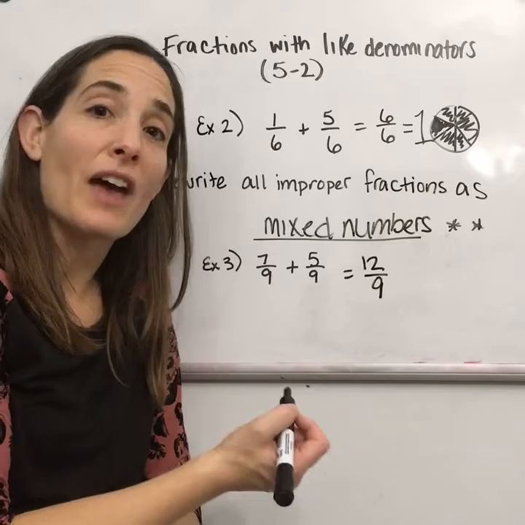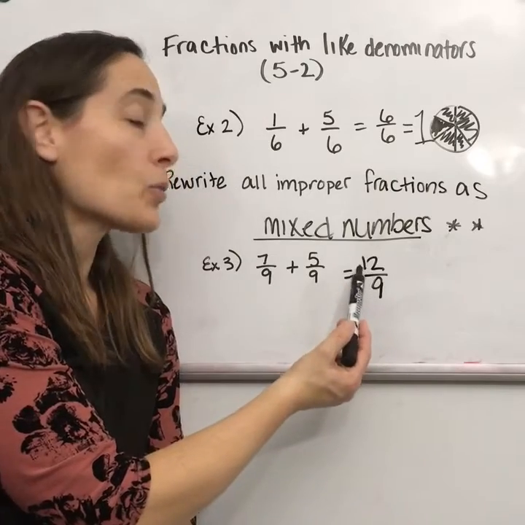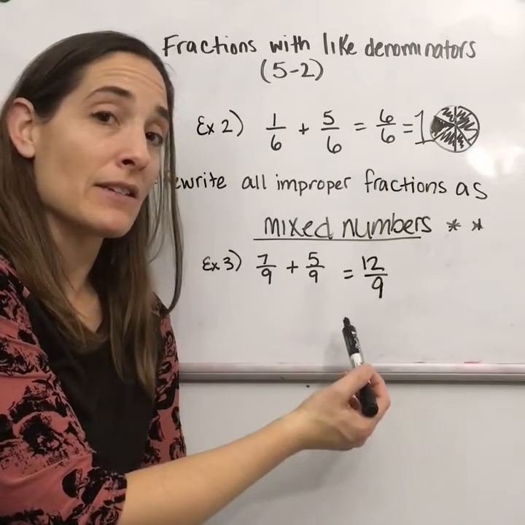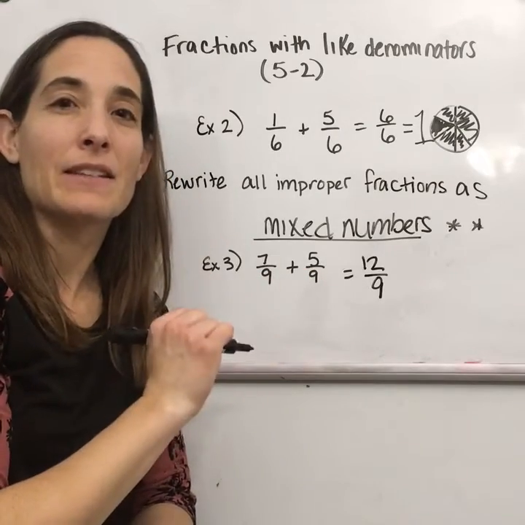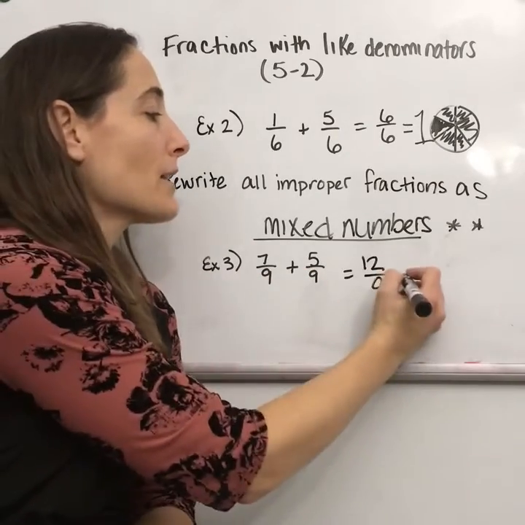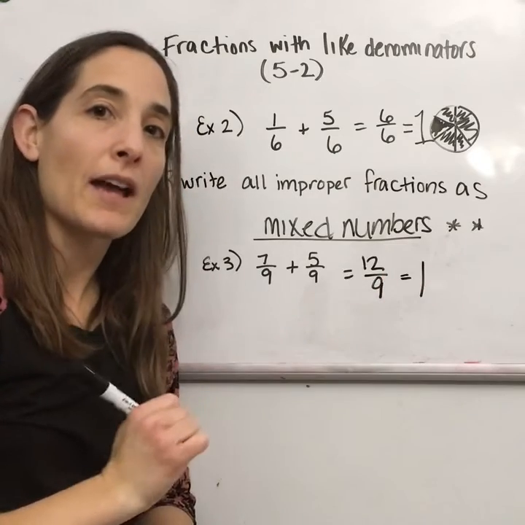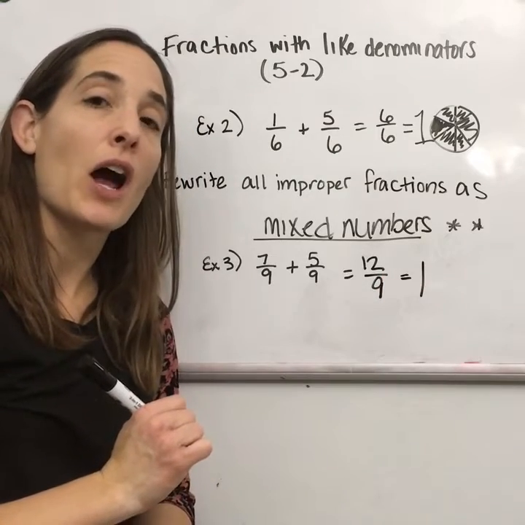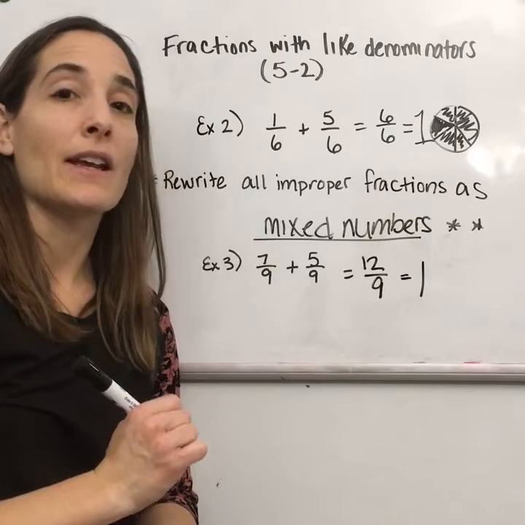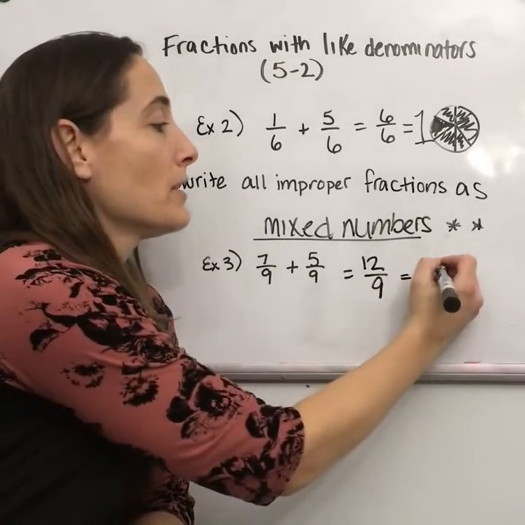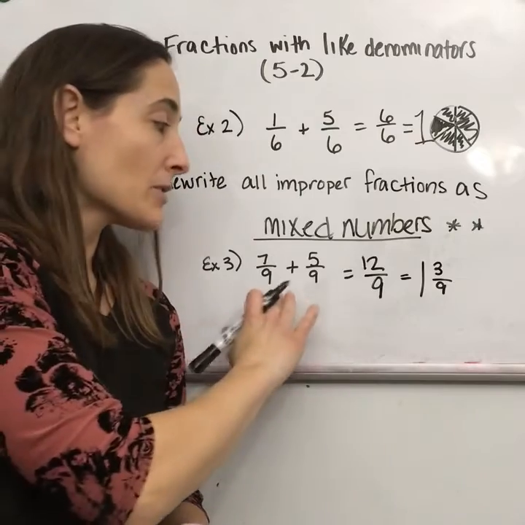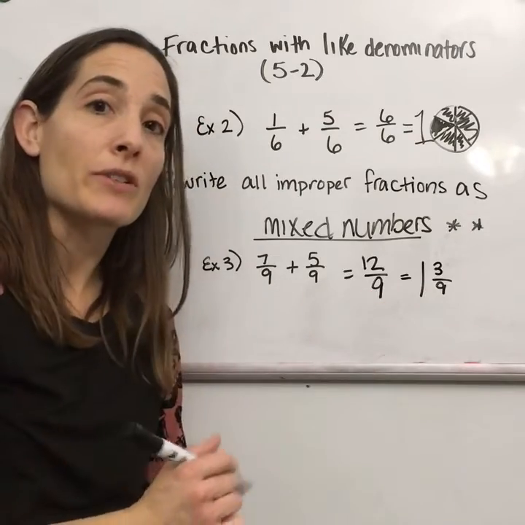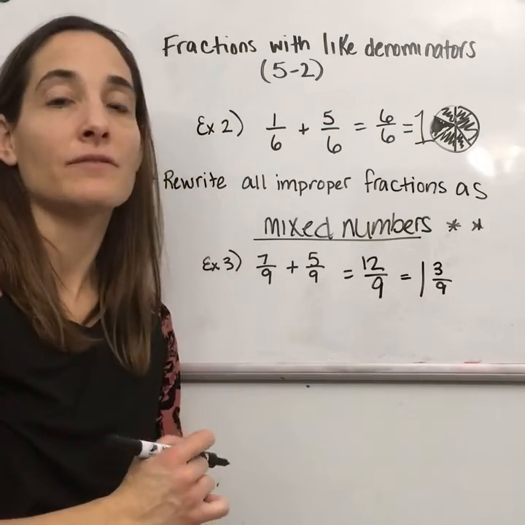So remember, to do that, I need to divide. 12 divided by 9. So 9 times 2 is 18. That's too many. So 9 can only go into 12 one time, and now we need to count up to see what our remainder is. 9, 10, 11, 12. So I have 3 left over, and everything's still broken into 9 parts. My denominator doesn't change at all.